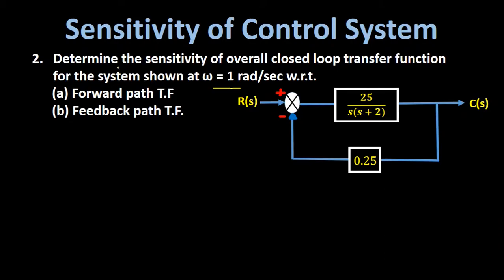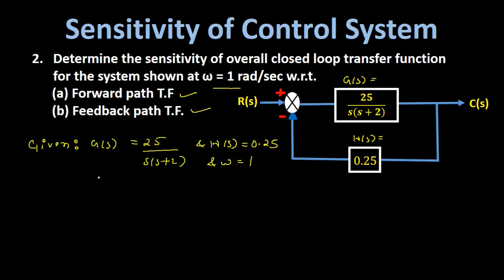So the second question on sensitivity is: determine the sensitivity of the overall closed loop transfer function for the system shown, at omega equal to 1 radian per second, with respect to A, the forward part transfer function, and B, the feedback part transfer function. The block diagram of the closed loop control system is given here. The forward part transfer function G(s) is equal to 25 divided by s into (s plus 2), and the feedback part transfer function H(s) is equal to 0.25. So these are the given values.